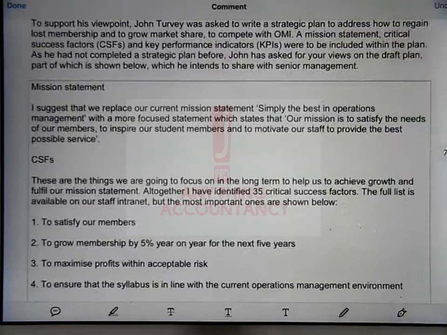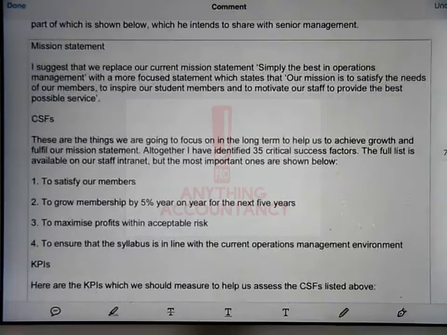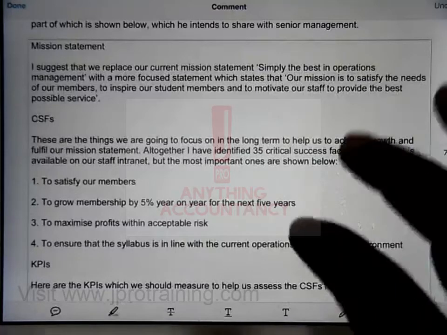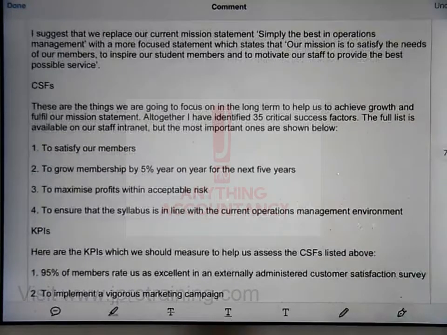Okay. Now, the next one you should go. There's a full list available on our staff intranet, but the most important ones are shown below. To satisfy our members, to grow membership by 5% year on year in the next 5 years, to maximize profit within acceptable risk, to ensure that syllabus is in line with current operational management environment. Okay, now, are all these critical success factors or not a critical success factor?